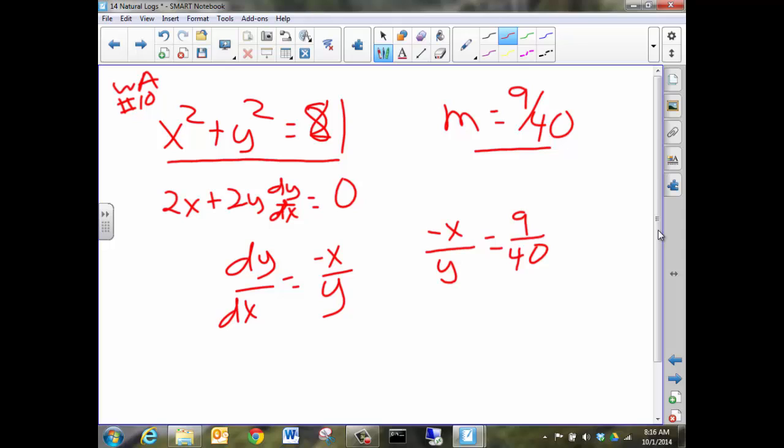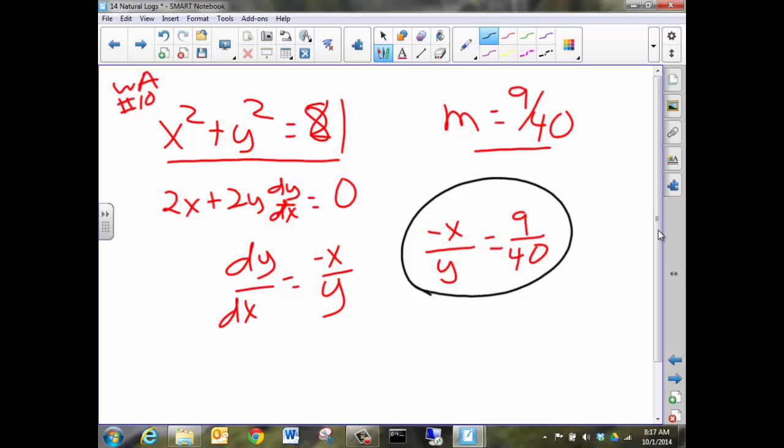What else does it have to do along with having a slope of this? What else has to be true? That's right. X squared plus y squared has to equal 81. Well, 9 squared plus 40 squared is real quick to decide that it's not equal to 81. So, what do we do now?